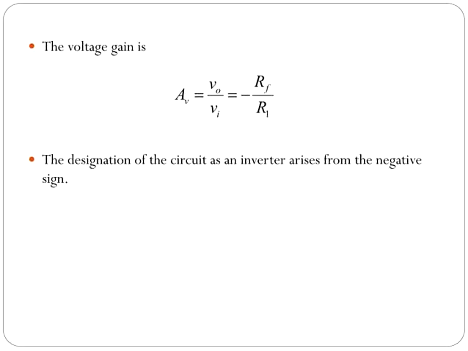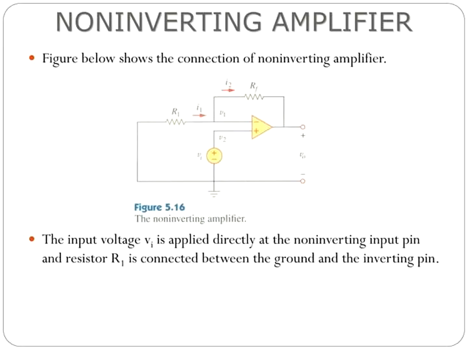Next we are going to see what is a non-inverting amplifier. Similarly, in the non-inverting amplifier circuit, we apply an input supply to the positive terminal of an operational amplifier, and the negative terminal will be grounded through input resistor R1, and the feedback resistor Rf is connected from the output to the inverting input.